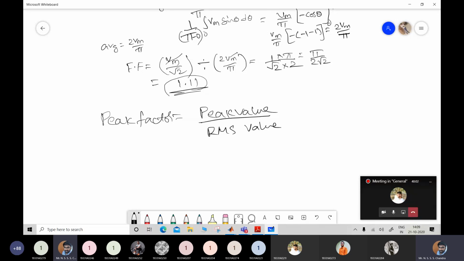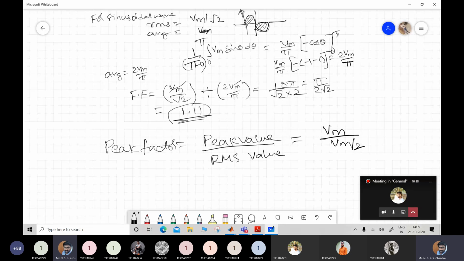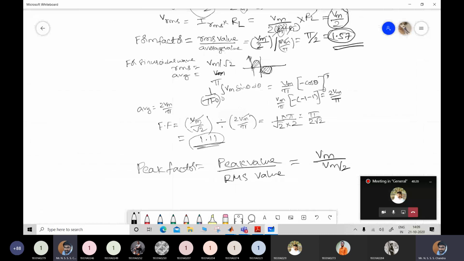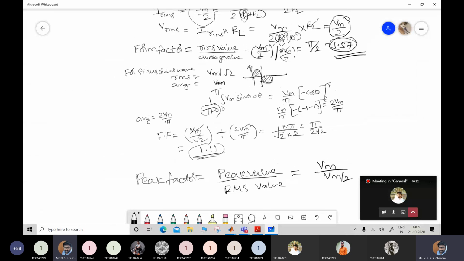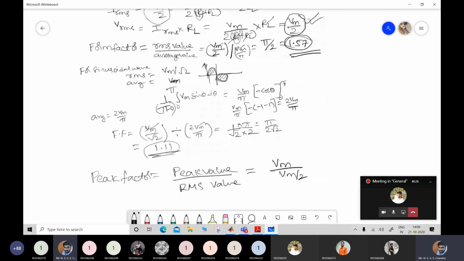Okay, now we have to find out the peak factor for the half wave rectified output. What's the peak value you are taking? Peak voltage is Vm. What's the RMS voltage? Vm by 2. Let us check again. So did we get the RMS value Vm by 2? Yes, we got Vm by 2. Okay, so what will be the peak factor? Peak factor will be equal to 2.